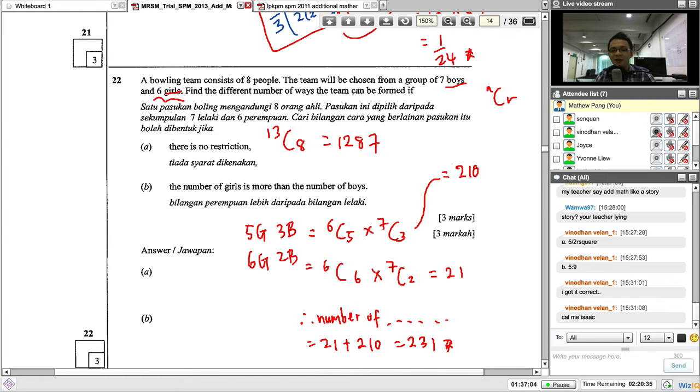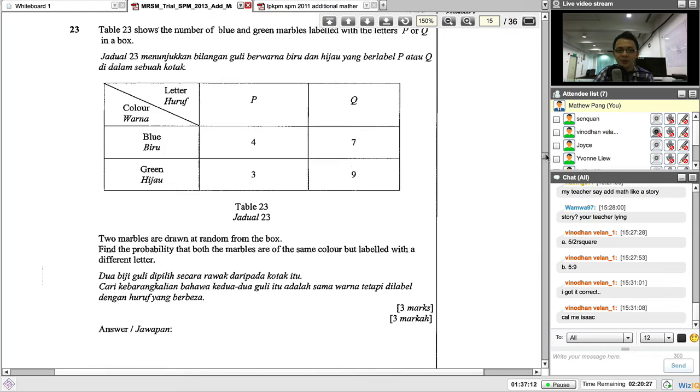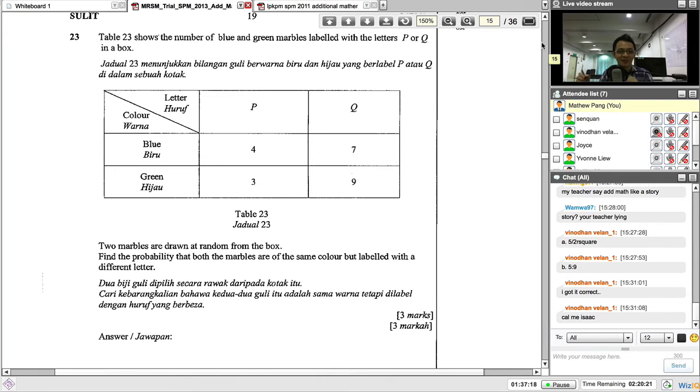Solved. Alright, it's not really hard for this part. Normally permutation is harder than combination. Combination is quite simple. Alright, this is probability. It can be hard. Let's have a look. This one, but it's 3 marks, I don't think it will be very hard.